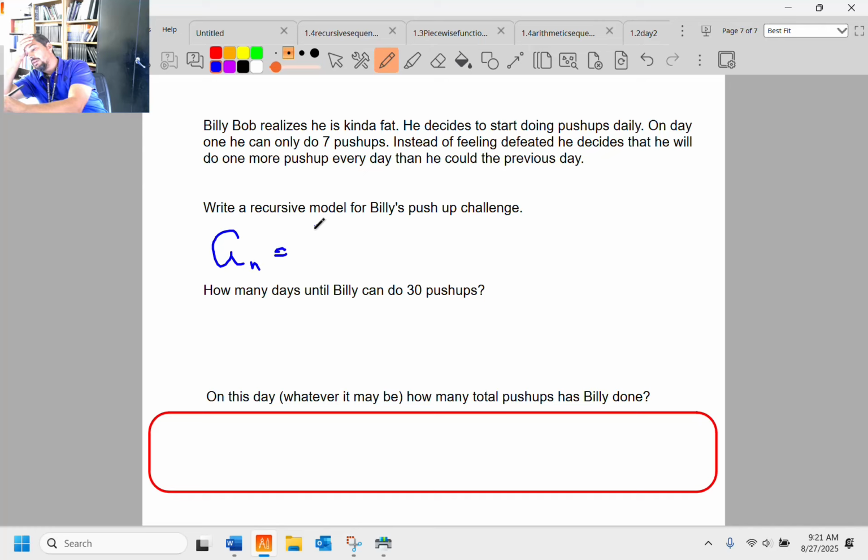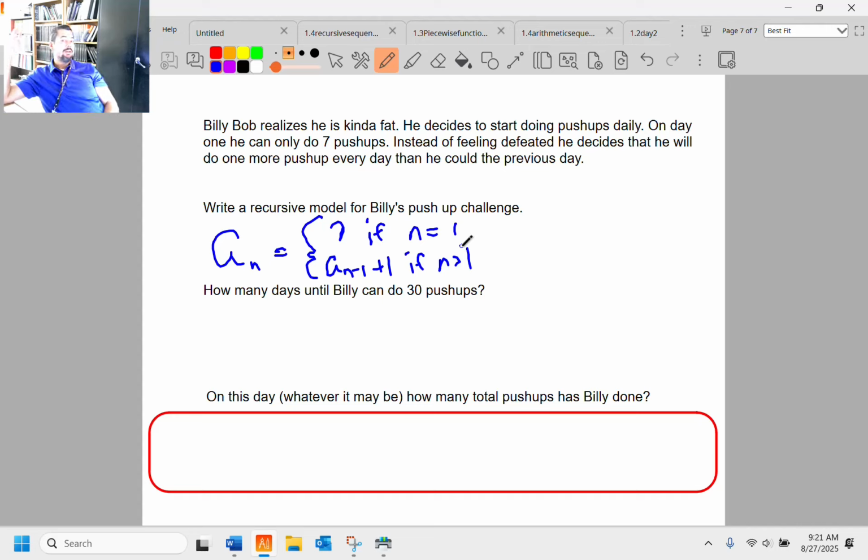All right, so the very first day Billy Bob does push-ups, he does 7 push-ups. So that's if n, which is the day count, is 1. From then on, he takes the previous day and he adds 1 push-up. Some kids try to figure out how to do this without writing everything down. That is an acquired skill. You'll get there eventually. Most of you will. But for today, we're thinking recursively.